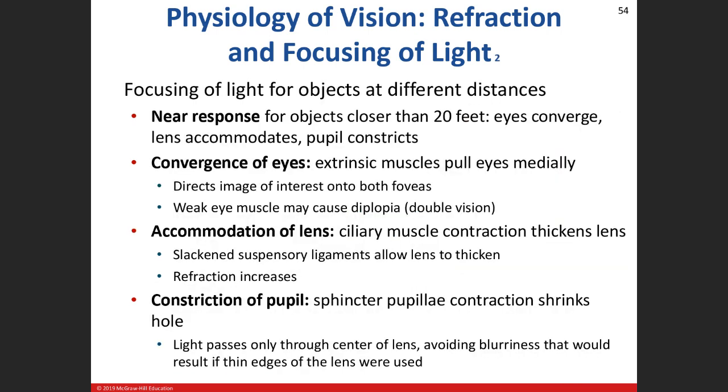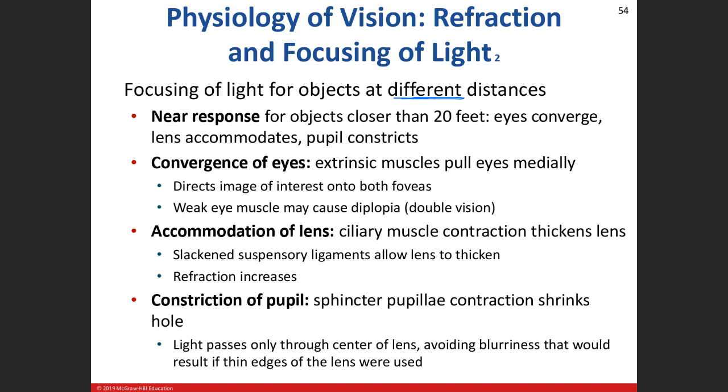All right, so a couple terms here. We have our near response, convergence of the eyes, accommodation of the lens, and constriction of the pupil. These are all things that we're going to talk about as light comes off of objects at different distances. When we talk about the near response, this is when you're looking at something that's 20 feet or less away from you.